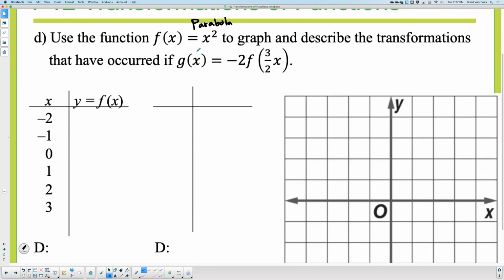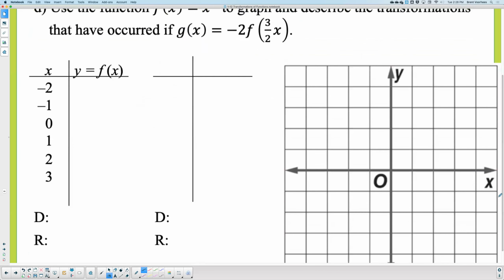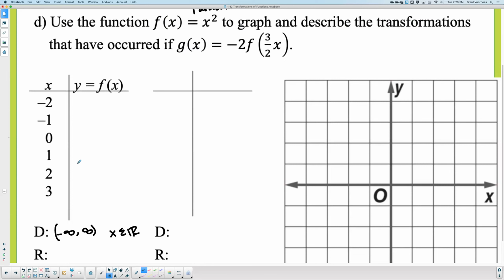The domain, you could go ahead and fill this in. There's no divisions. There's no square roots. There's no logs. So the domain will be all reals, negative infinity to positive infinity. If we wanted to plug in our numbers to get the range, what is negative 2 squared? Negative 2 times negative 2. 4. What is negative 1 times negative 1? 0 times 0. 1 times 1. 2 times 2. 3 times 3.